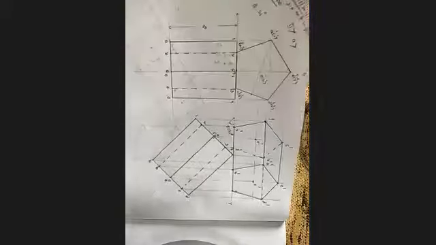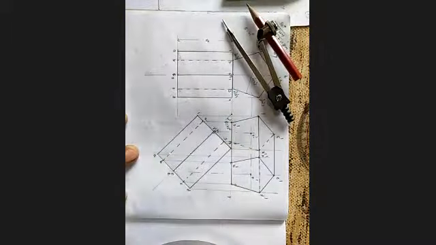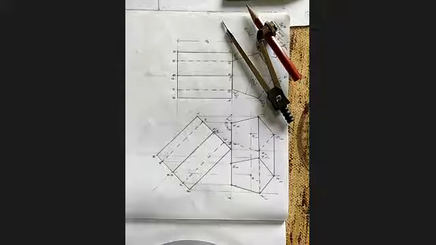Take the next problem. One more problem we will solve to build the confidence. Draw the projection of a cylinder, 40 mm diameter and 55 mm long axis, lying on the ground with its axis inclined at 30 degrees to VP and parallel to the ground.